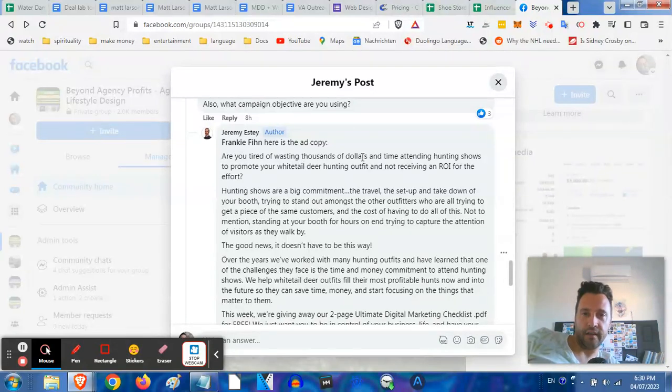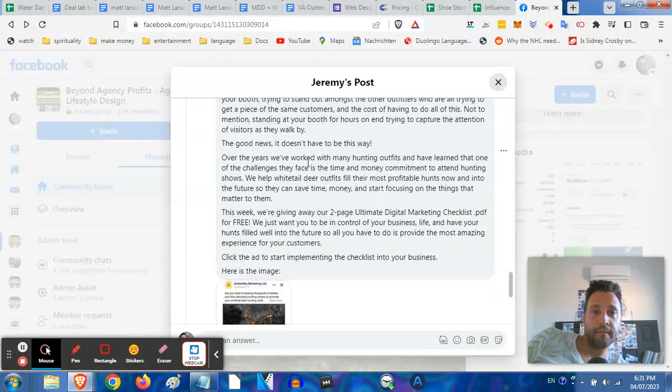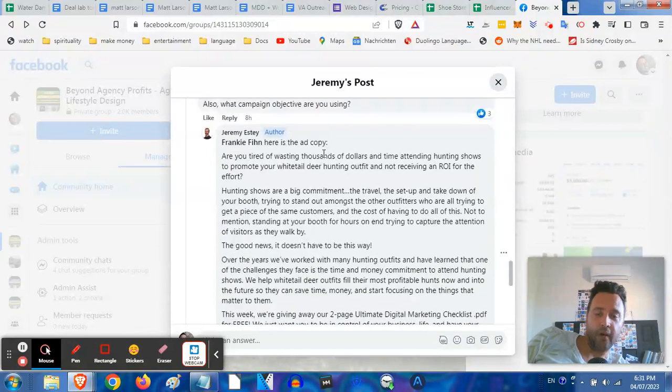So it says, are you tired of wasting thousands of dollars and time attending hunting shows to promote your whitetail deer hunting outfit and not receiving an ROI for the effort? It's too long of a sentence. You lost them on some of those details. And then it says hunting shows are a big commitment. The travel, the setup, the takedown of your booth, trying to stand out amongst the other outfitters who are trying to get a piece of the same customers, and the cost of having to do this. Not to mention standing at your booth for hours on end trying to capture the attention of visitors as they walk by. The good news, it doesn't have to be this way. Over the years, we've worked with, sorry, before I read it all, let's just break it down paragraph by paragraph.